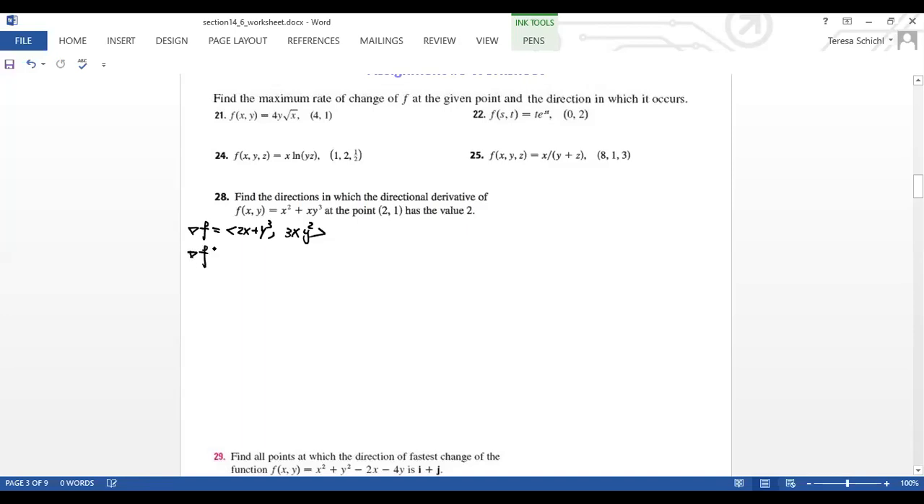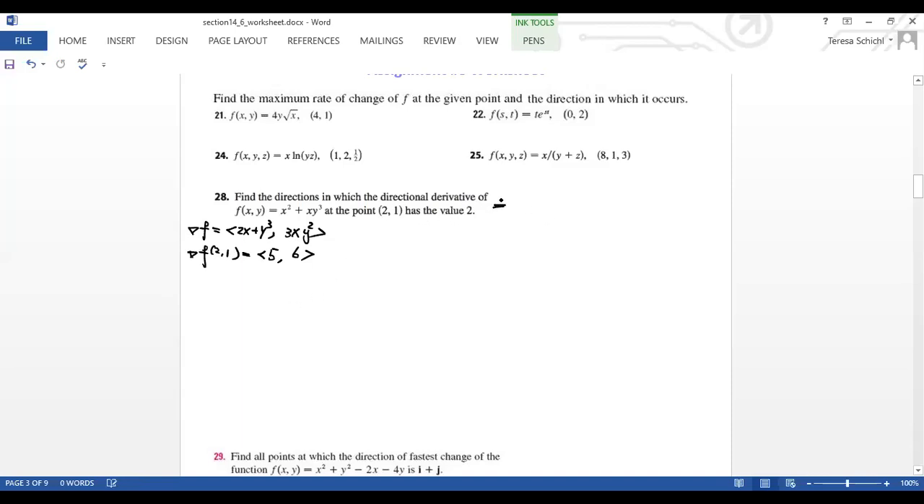Then plug in the point (2, 1). So 2, 1: 2 plus 1 is 2 times 2 is 4, so it's 5. And 2, 1: 2 times 3, so it's 6. Okay, so here is (5, 6). All right, so now I need to find this.